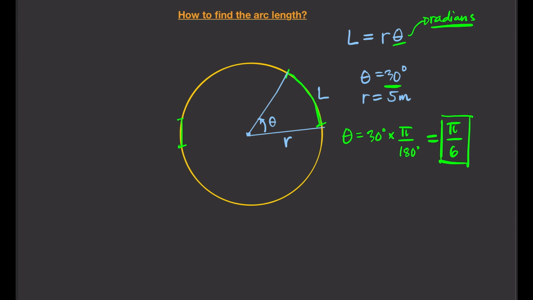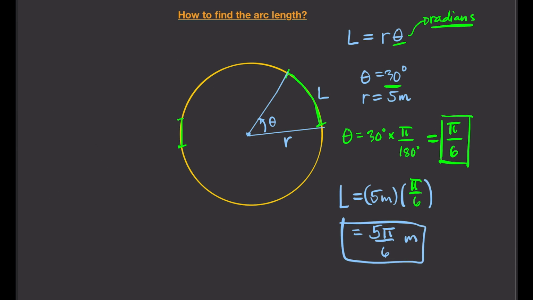That means we can now compute L. L is R, which is 5 meters, times theta, which is pi over 6, and that gives us 5 pi over 6 meters. That's the arc length.